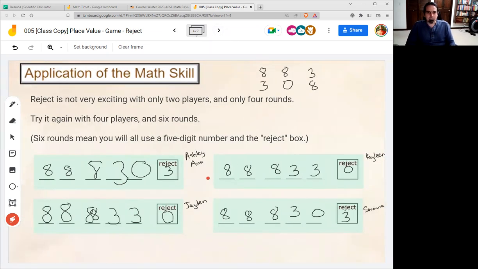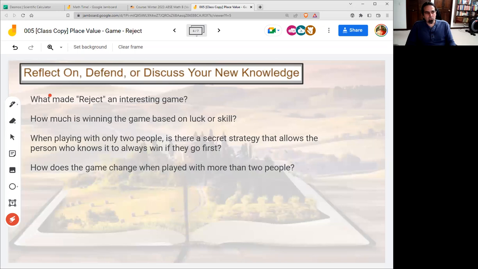So play this game with someone else when it's this homework assignment. At the end, there's questions. Again, you're not going to screenshot this. You're probably just going to type into text or email. What made this an interesting game? How much is it luck? How much is it skill?